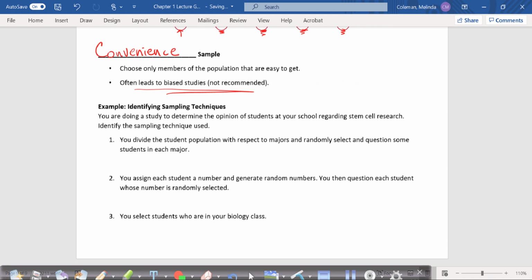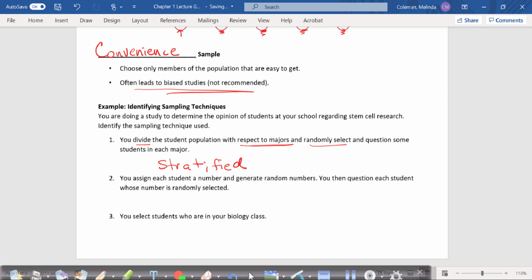All right, so identifying the sampling techniques. Number 1, you divide the student population with respect to majors and randomly select and question some students in each major. So you divide them into majors and then randomly select them. So this would be stratified, because you've divided them into groups, and the group is the major.